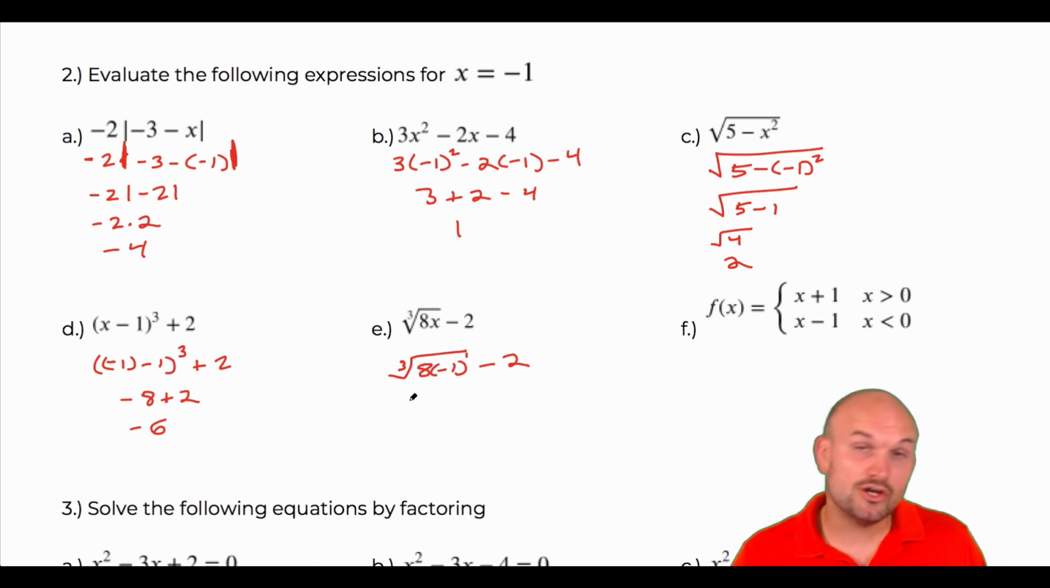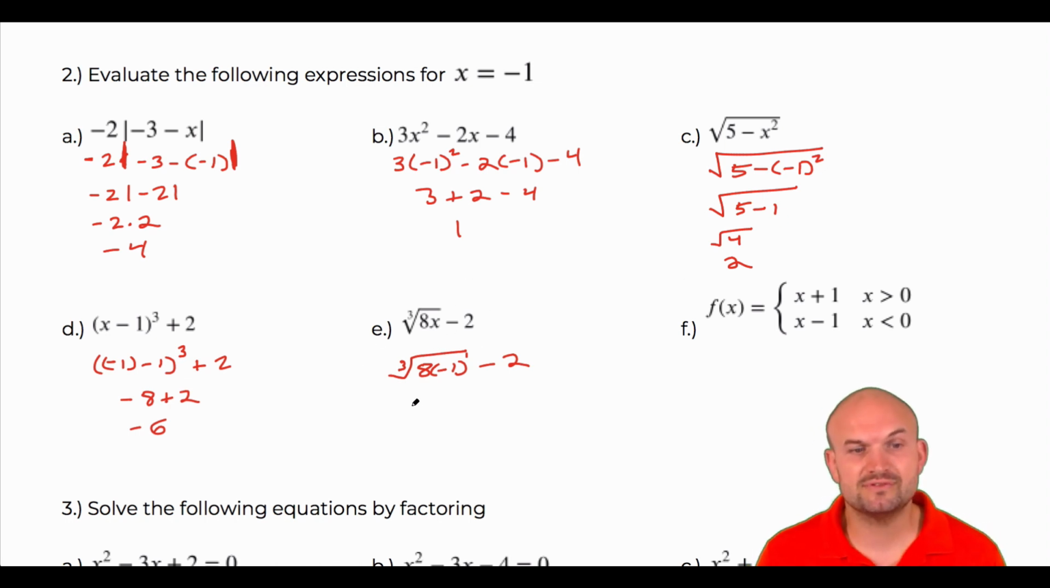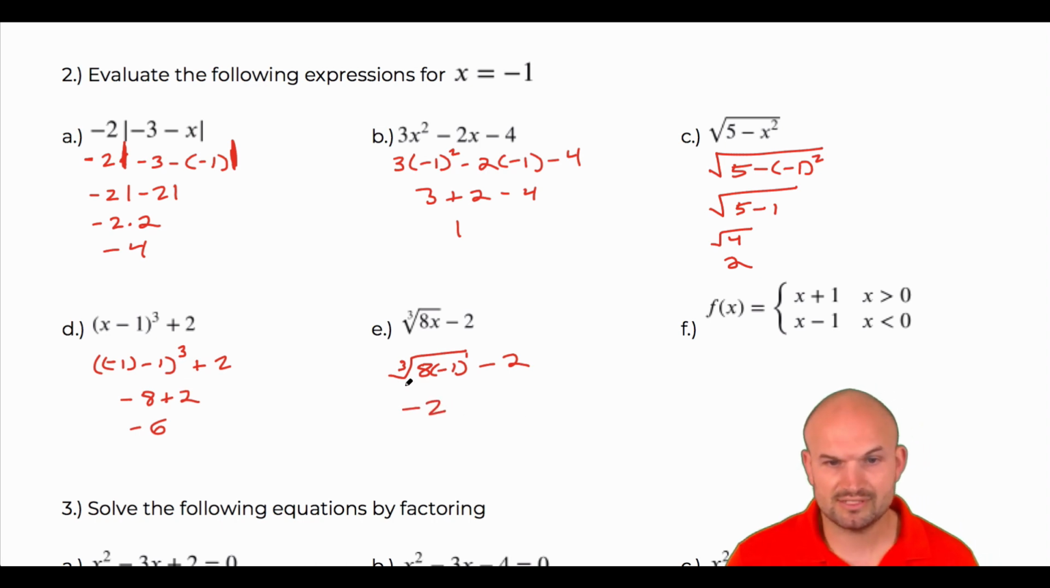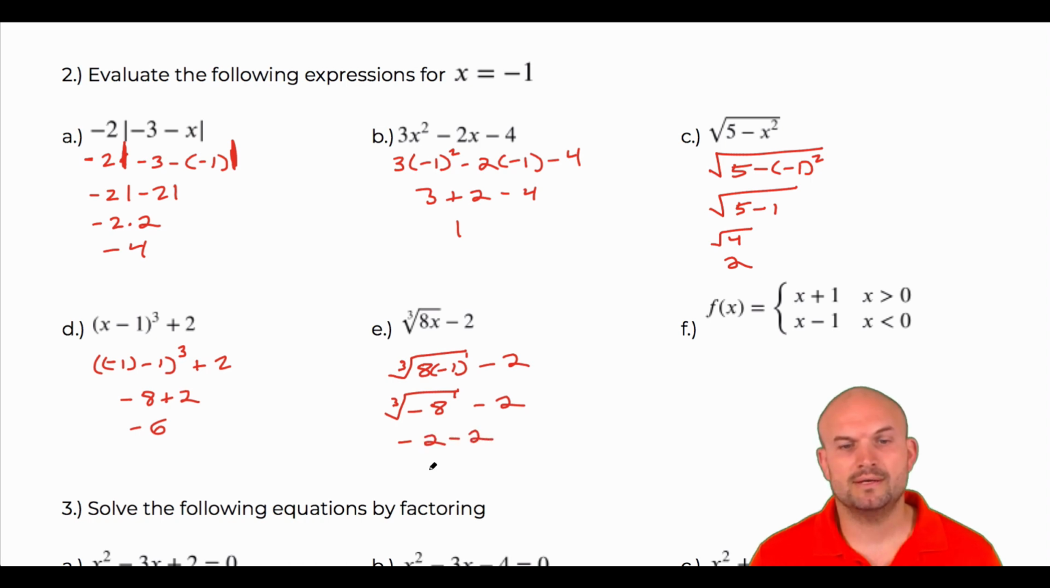A lot of people say, oh, you can't take the cube root. Well, remember, you can't take the square root of a negative number, but the cube root you can, because -2 times -2 times -2, we just figured out, is -8, or sorry, is positive 8. Actually, I'm moving too fast. So therefore, this becomes the cube root of -8 minus 2. The cube root of -8 is going to be -2, minus 2, which is a -4.